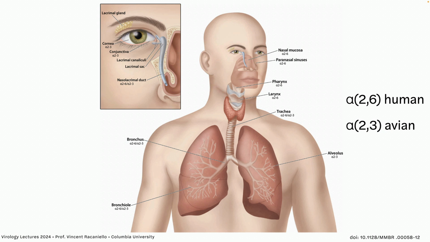So here you see the bronchioles all the way down in the lung. They have alpha-2,6 and 3. The bronchus has 2,3. The trachea has 2,3. So an avian influenza virus has to go down pretty deeply into the tract in order to infect us. So it's rare. However, the alpha-2,6, which is the human targeting sialic acids, which bind human viruses, are all the way up throughout the tract.